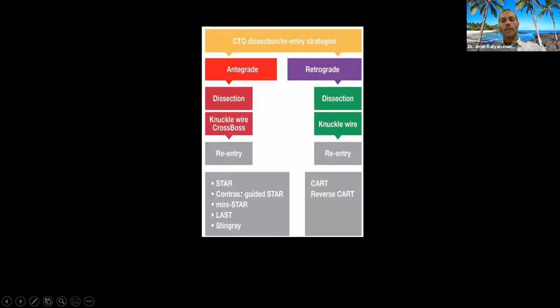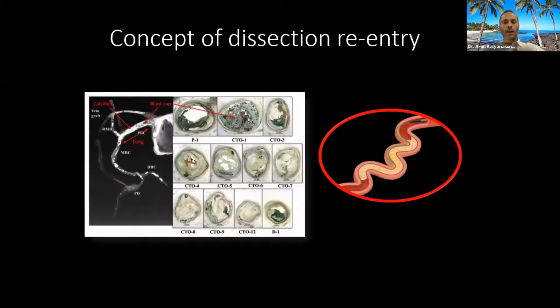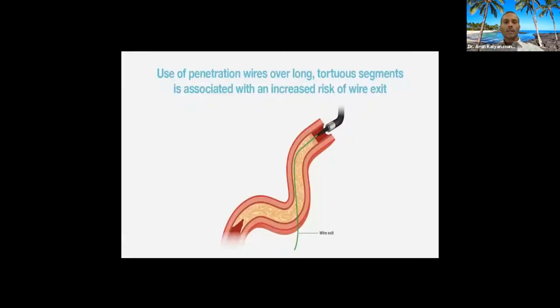You could just knuckle push it really hard and you'll get in, mini STAR, contrast-guided STAR, which is really penetrating with a wire and trying to re-enter. And typically the only way you re-enter when you go retrograde is reverse CART, for all practical purposes. Again, there are exceptions.